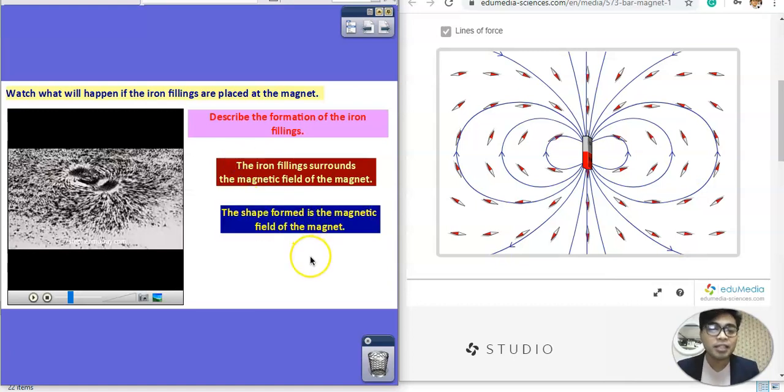The formation that is formed in here is that the iron filings tend to surround the magnetic field, or the line of force of the magnet. It reveals the line of force or the magnetic field of any kind of magnet, either this one or something else. And the shape formed is the magnetic field of the magnet.